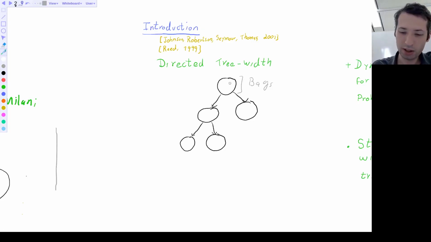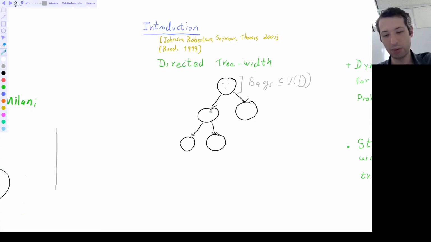tree width, in the sense that we have a directed tree, and the nodes of the tree are what we call bags, and these bags are subsets of the vertex set of our digraph D. Okay, and now when we take all the bags together, they have to give us back the set of vertices, and we also want all bags to be disjoint, but we also allow the bags to be empty. So it's almost like a partition, but we allow empty parts.